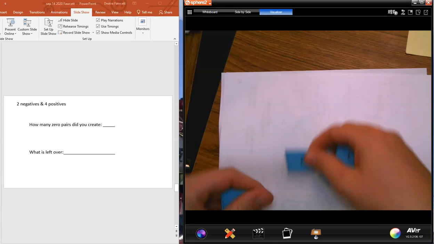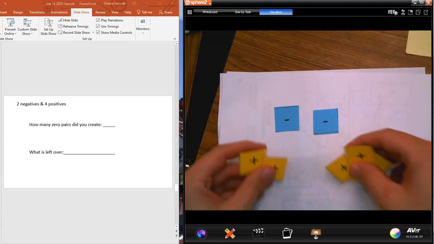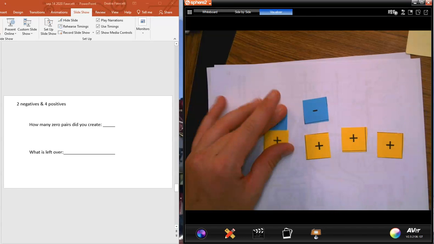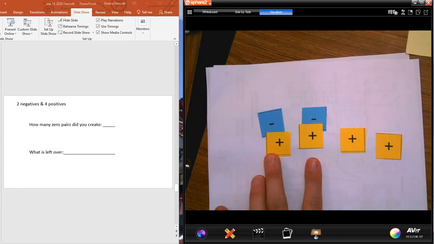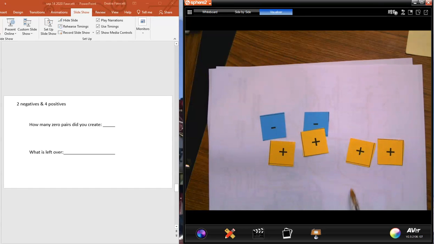Okay, today we're going to learn how to do integer tiles with adding. So if I have 2 negatives and 4 positives, there's my 2 negatives and there's my 4 positives. So then these are 0 pairs. I have 2 0 pairs and 2 leftovers. So my answer would be positive 2, but the number of 0 pairs is 2.